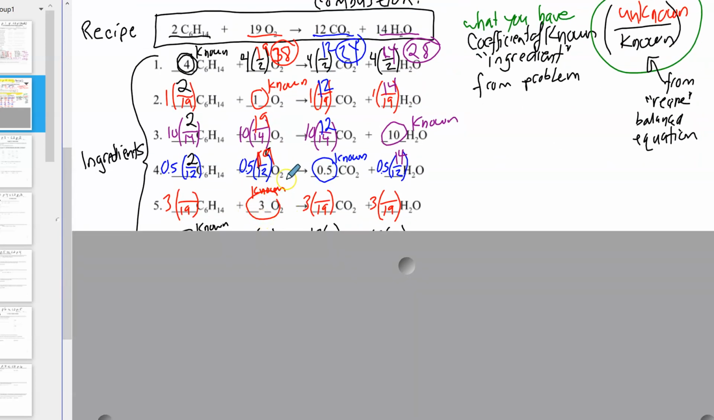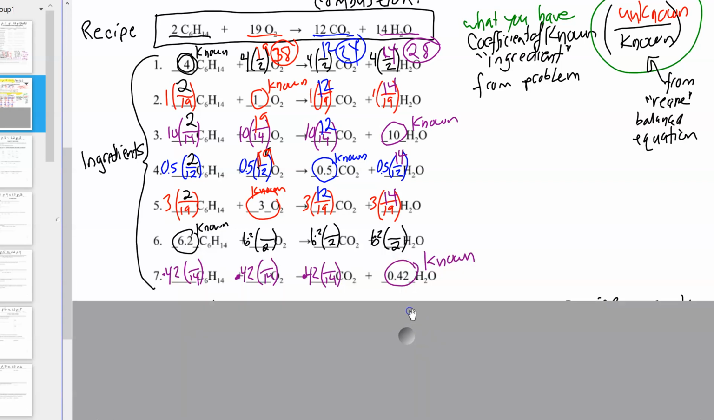And then let's see, here we go. This time my known is the oxygen, so you can see I put that 3 out front, and oxygen's balance coefficient is 19. And then here we're going to put 2 in the numerator, the mole ratio of the unknown hydrocarbon to the known oxygen. So here it's going to be 12 for carbon dioxide, 12 over 19 times 3. And then over here it's going to be 14 for my water.